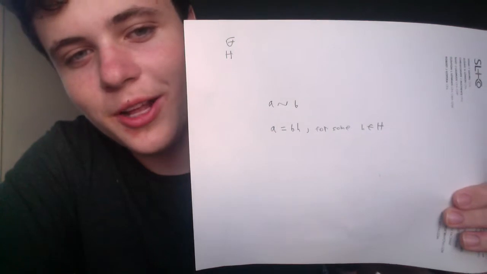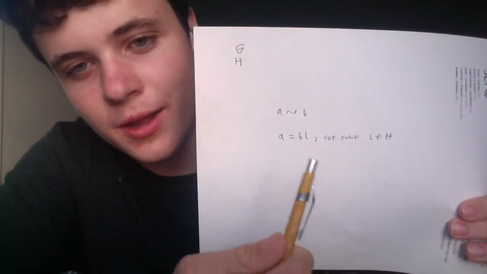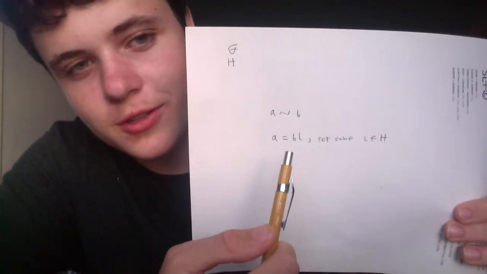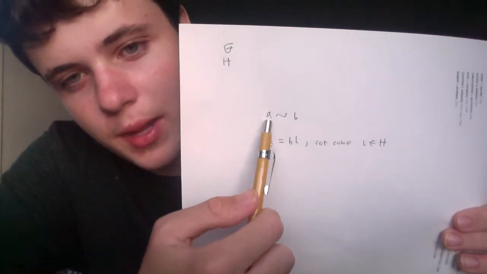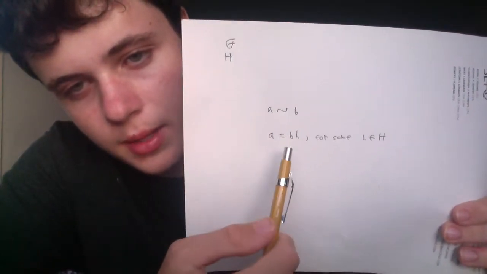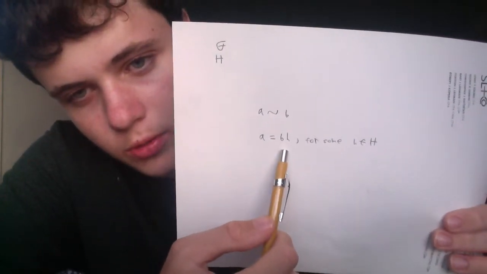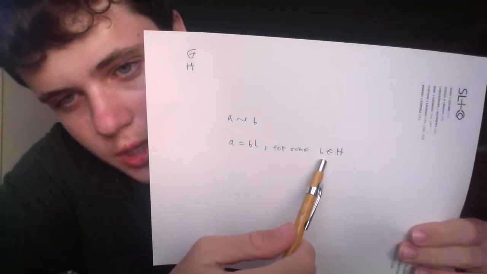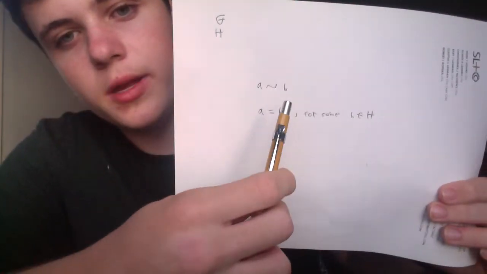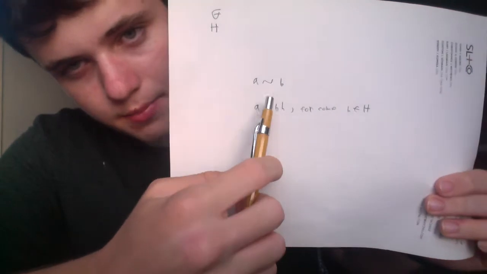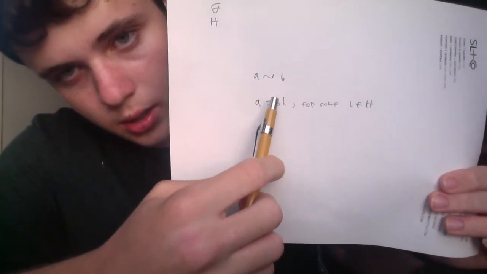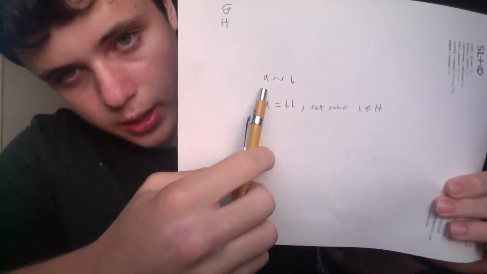quul. It's like equal without the E. This is not official. This is just something I made up on the spot. So A and B are quul if A equals B times h for some h in capital H. What this means is that I say A and B are quul, like A equals B.